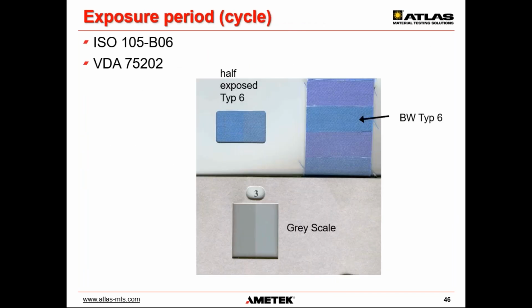For condition number 3, the endpoint is determined when ISO blue wool number 6 fades to a grayscale rating of 3 on the ISO grayscale shown below. This equates to approximately a delta E of 4.3 plus or minus 0.3 CIELAB units. This requirement is specified both in ISO 105 B06 as well as in the German automotive specification VDA 75202.